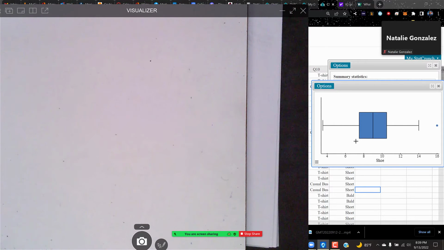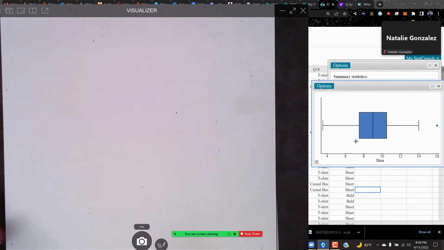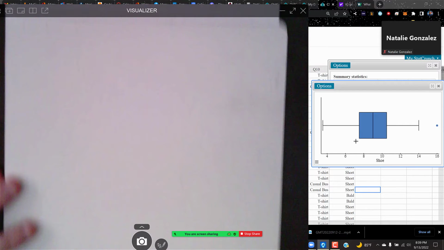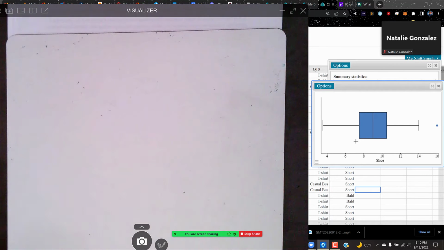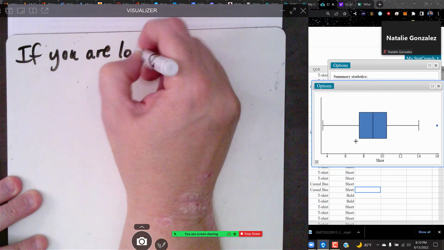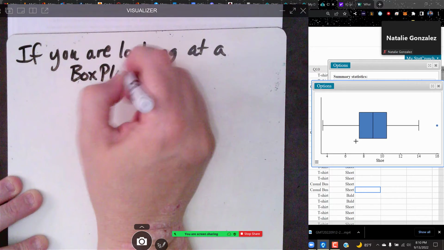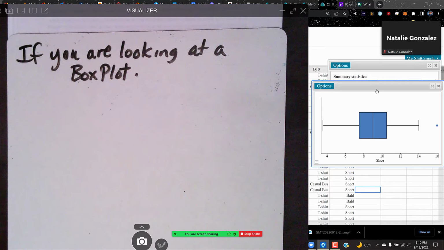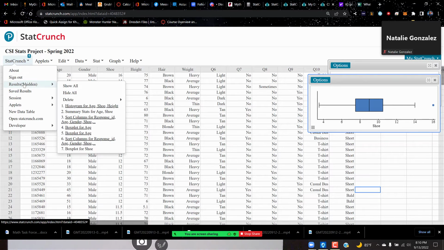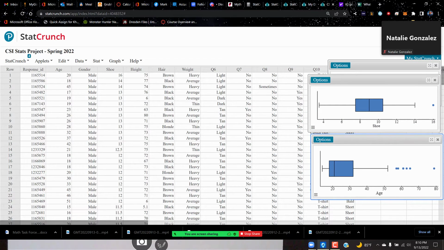So if you're looking at a box plot, let's see, slide the camera. There we go. Work smarter, not harder. If you are looking at a box plot, in fact, I think I want to bring up both box plots. The one I have for shoe size, and I can bring back the one I have for age. Have those up on the screen.